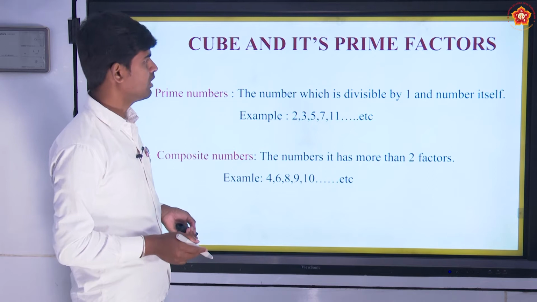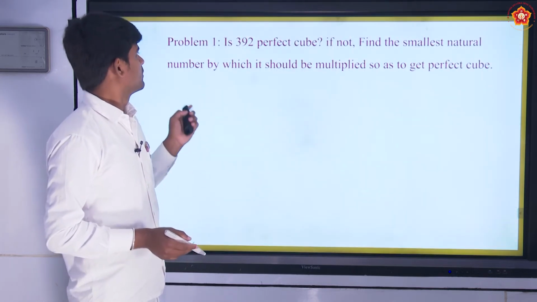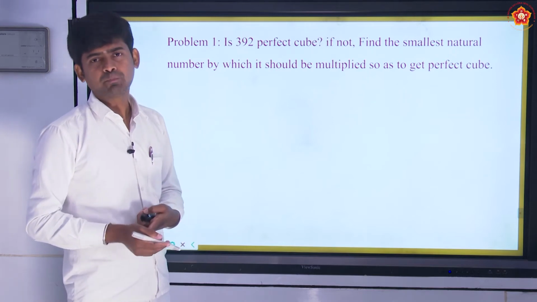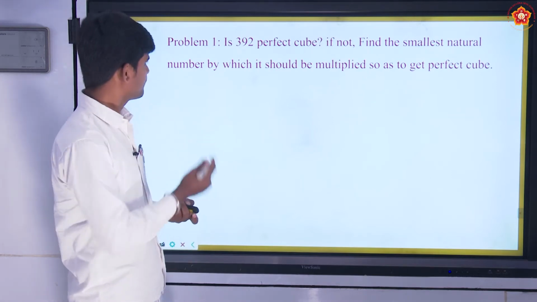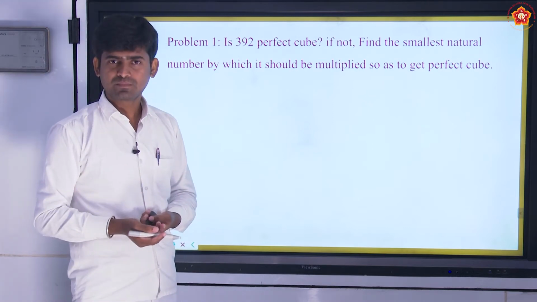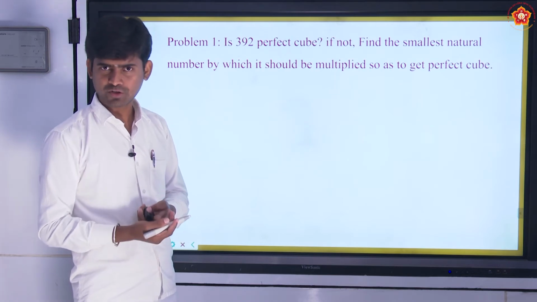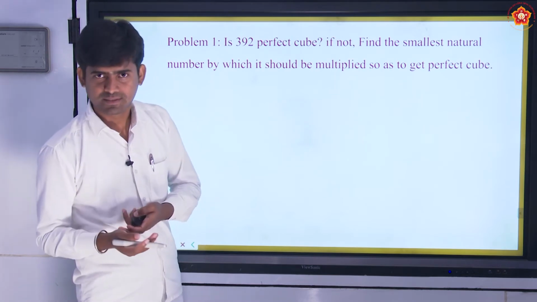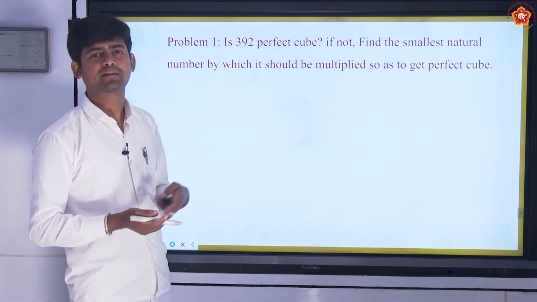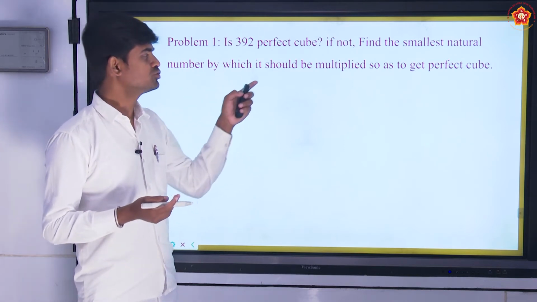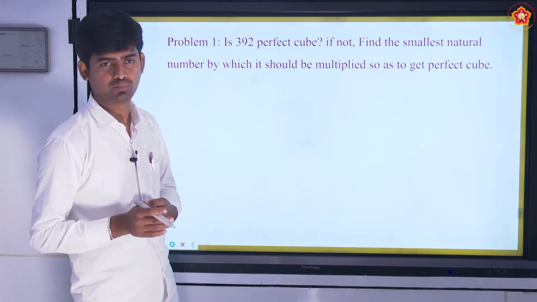Okay. Now we move on to problem 1 through the prime factorization method. Problem 1: Is 392 a perfect cube? If not, find the smallest natural number by which it should be multiplied so as to get a perfect cube.